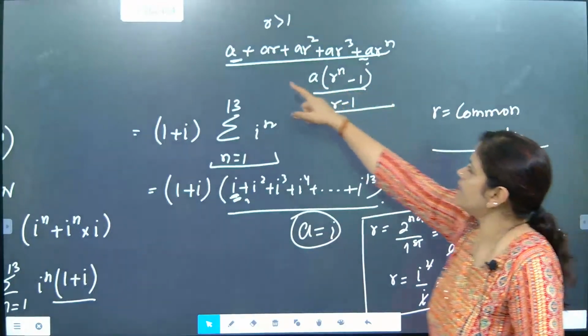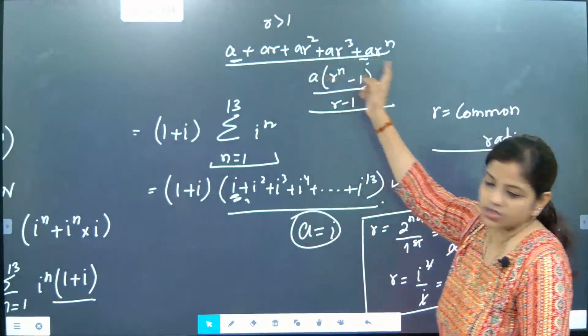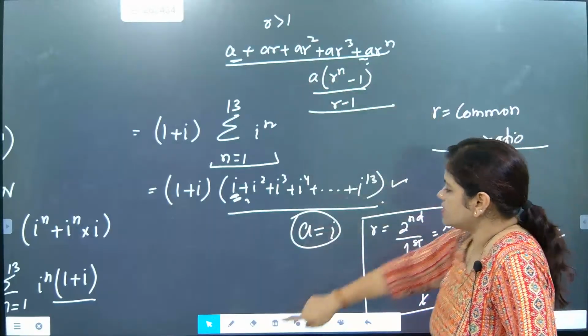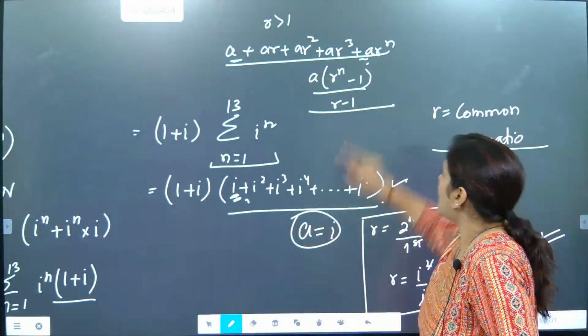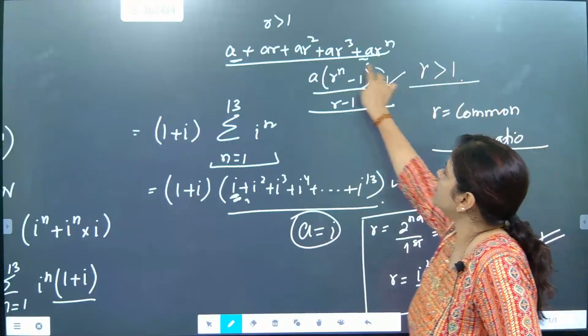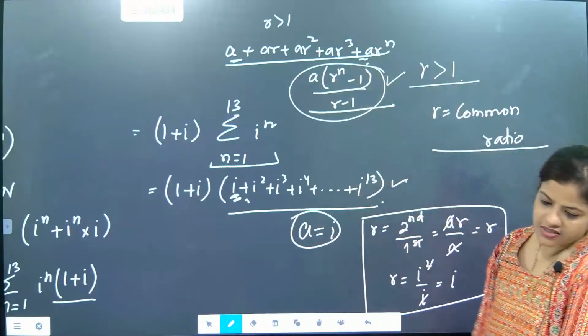Sum of GP I have exactly is a plus ar square. This is the term explanation I have given, and then the formula will be this. When will this formula apply? When r is greater than 1. So if r is greater than 1, then the sum of the GP's answer is coming as this.